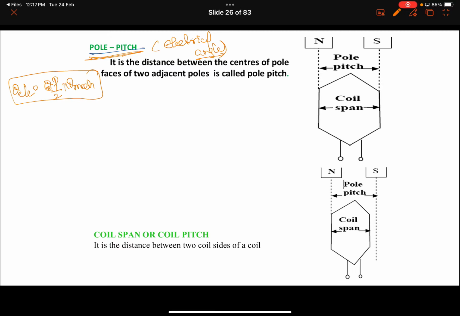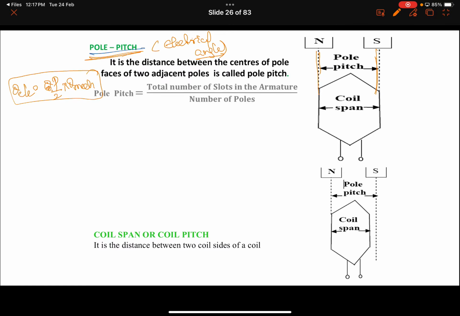Always, each pole covers 180 degrees of electrical angle. We already discussed this in DC machines. If you want to rewrite, it's up to you. It will be better. Now, always each pole covers how much electrical angle? 180. Though it's a 4-pole, 8-pole or 10-pole machine, each pole covers 180 degrees of electrical angle. Now here the distance between the centers of the two poles, north pole and south pole, is called pole pitch.